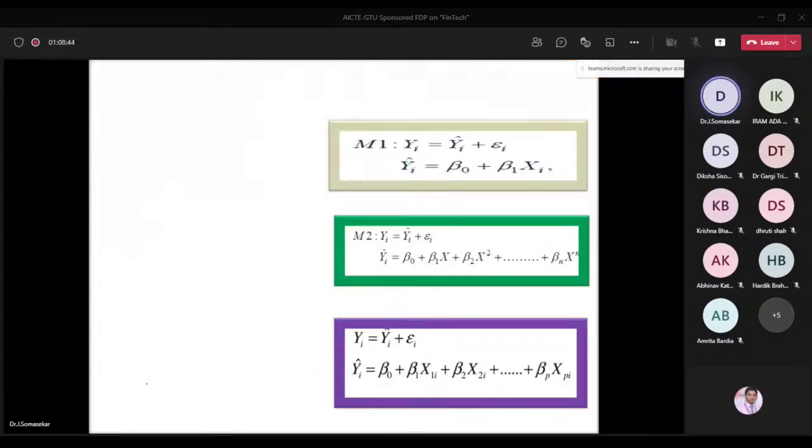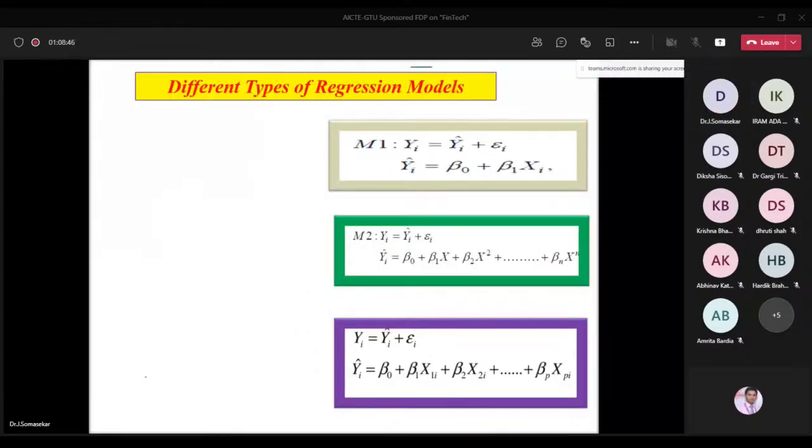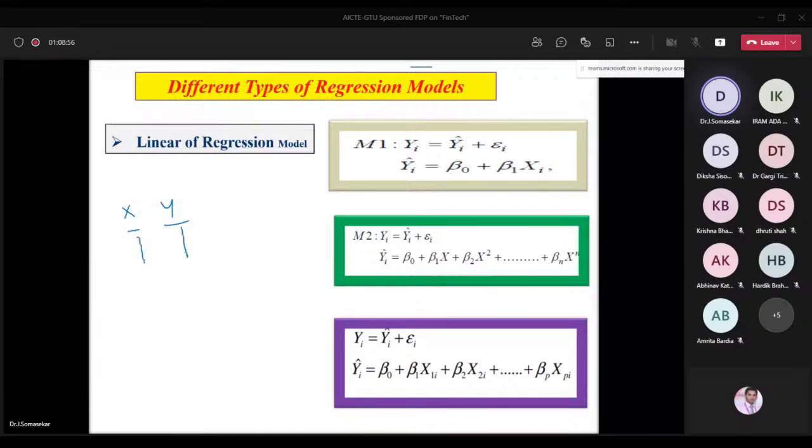So here the first one is a linear regression model. In a linear regression model, the number of independent variables is only one. The data looks like this: x, y. Then we can apply linear regression because there is only one independent variable and one dependent variable. Obviously, we always have only one dependent variable or response variable. So that is called the linear regression model.